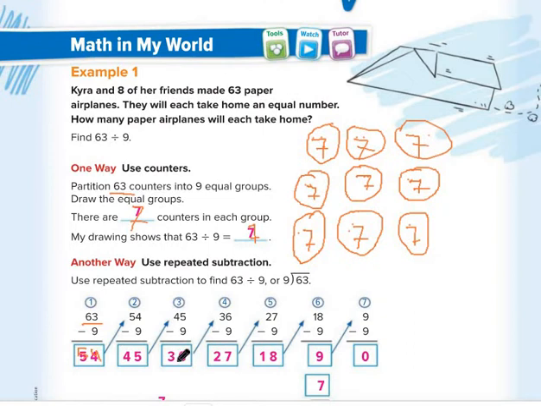45 minus 9 equals 36. 36 minus 9 equals 27. 27 minus 9 equals 18. 18 minus 9 equals 9. And finally, 9 minus 9 equals 0. Since we reached 0, we have to stop.